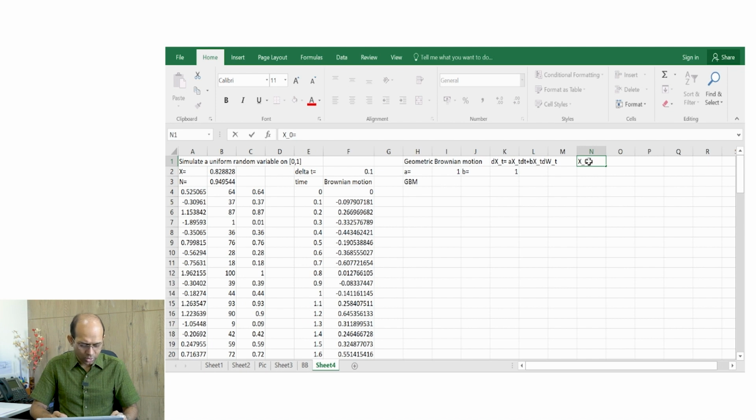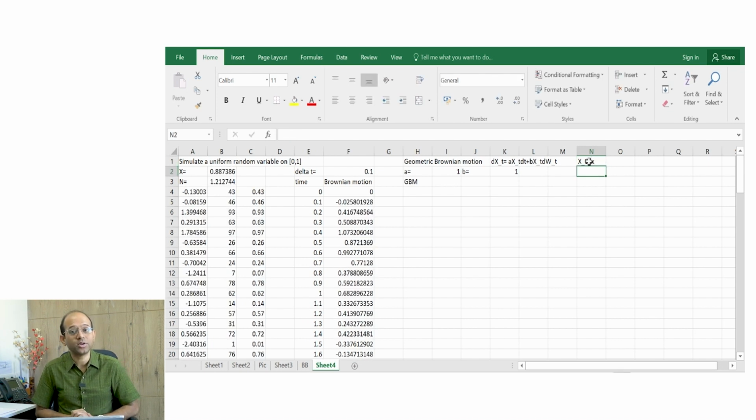No, I cannot put 0, because if it starts from 0, the right hand side becomes 0, because a times 0 dt plus b times 0 dWt. So dXt would be 0. So the increment would be 0 throughout the time horizon.